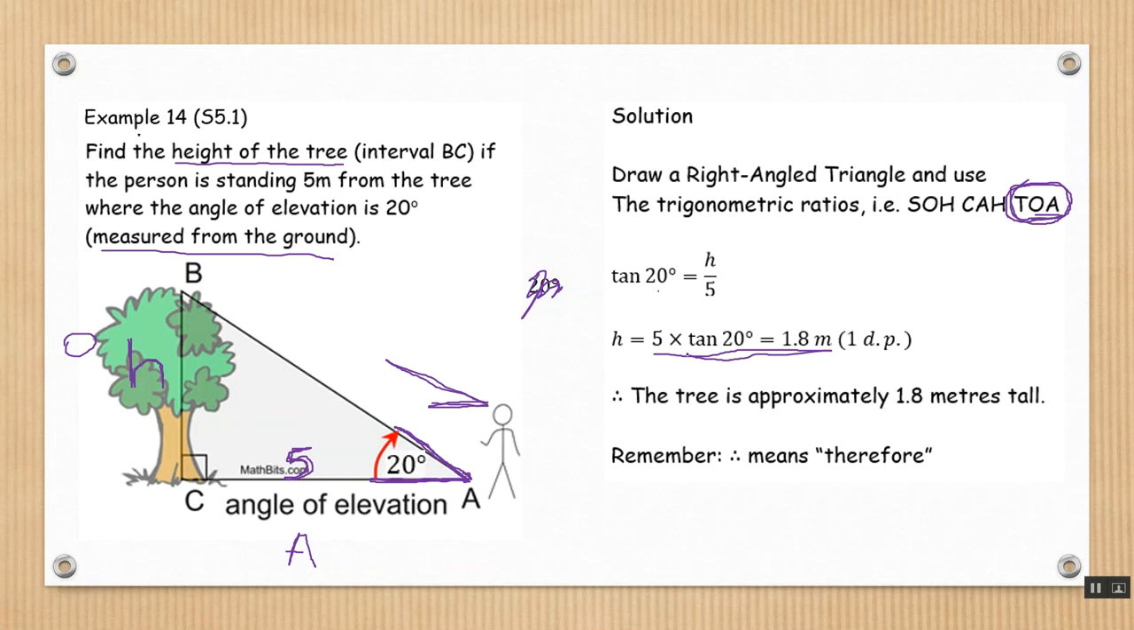So it's good to round to 1.8 meters, or 1 decimal place, unless the question says otherwise. Finish off with a sentence answer because we have a sentence question. Just a little note here as well. This symbol here means therefore. So this is our working, and this is our conclusion.